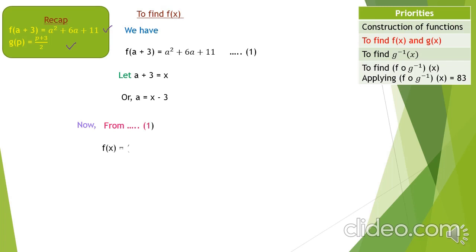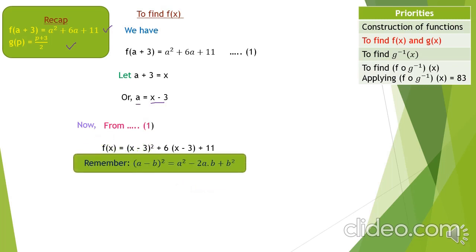Now f(x) is equal to, a is replaced by x minus 3. You can see a is equal to x minus 3, so a must be replaced by x minus 3. And remember the formula. Many students may have forgotten it also. Now we have to apply this formula and this part only.